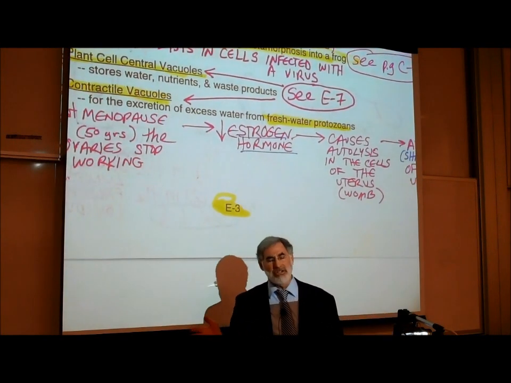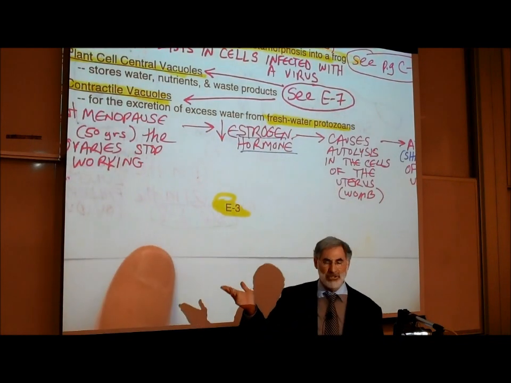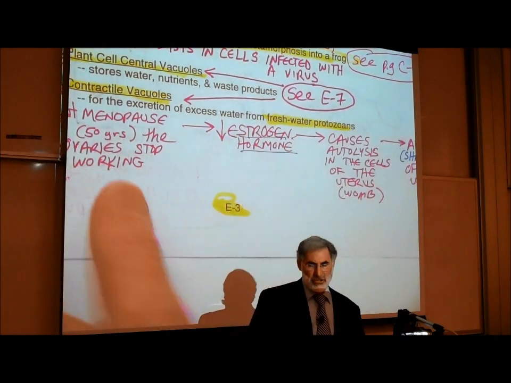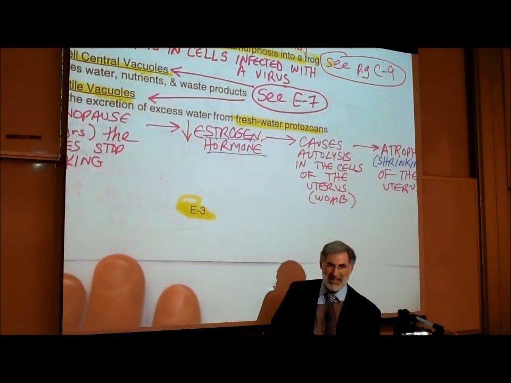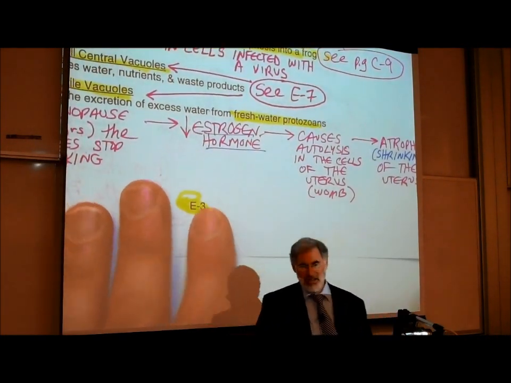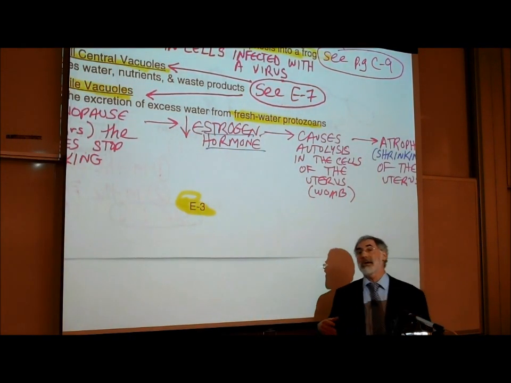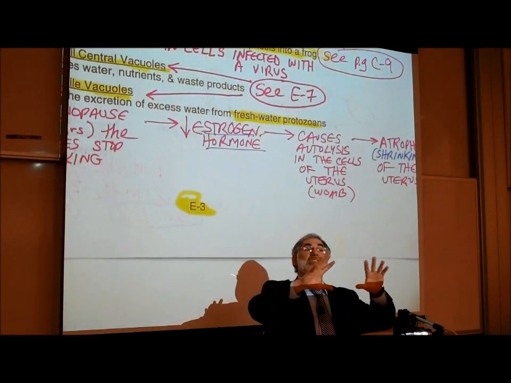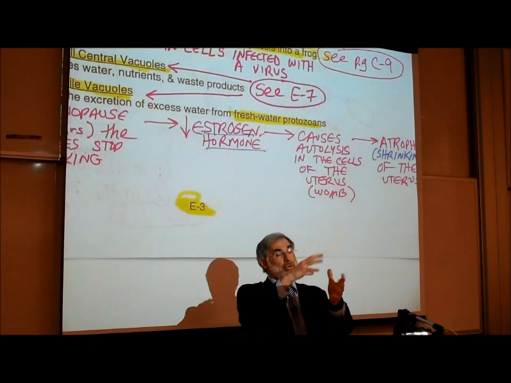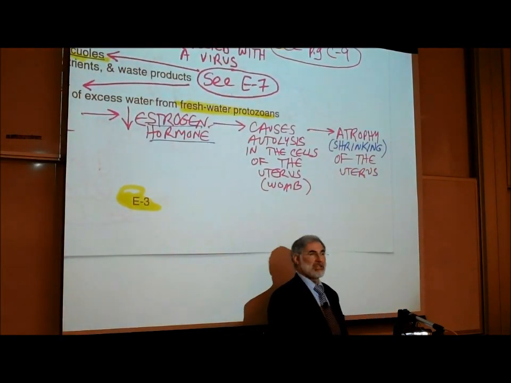Now, one of the other changes that it causes, women don't really care that much about, but that's why I'm mentioning it. The drop in the estrogen hormone level triggers or causes autolysis in the cells of a woman's uterus. You'd say, what was autolysis again? It literally means to break apart itself. The lysosomes rupture and the uterine cells self-destruct. So the whole uterus, as a result, atrophies. The word atrophy means to shrink.